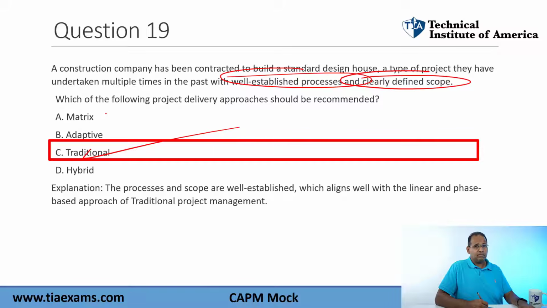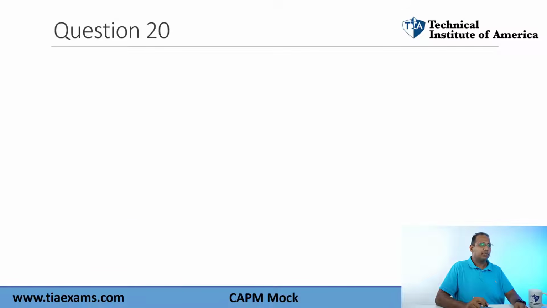Matrix is not a project type. This is an organizational structure type, so this doesn't apply here. Adaptive projects is when the scope is not defined, and you probably haven't done this thing before. That would be an adaptive. Hybrid is when you combine the two of them. There's nothing here that would make you want to go with any part of it being agile. Okay, good question. Let's go to number 20.